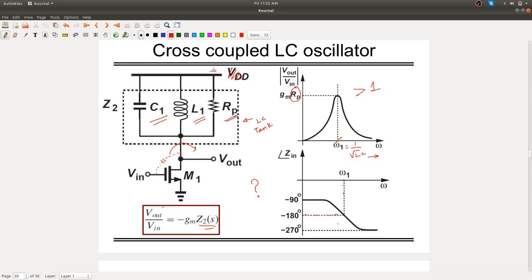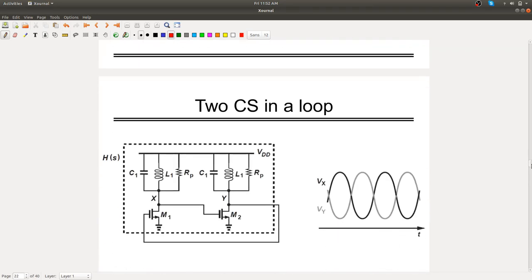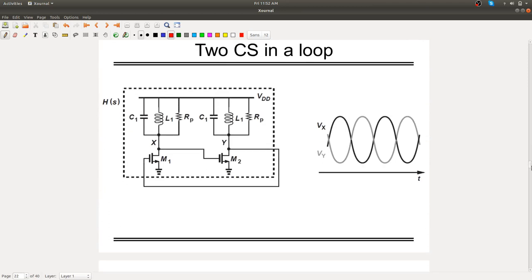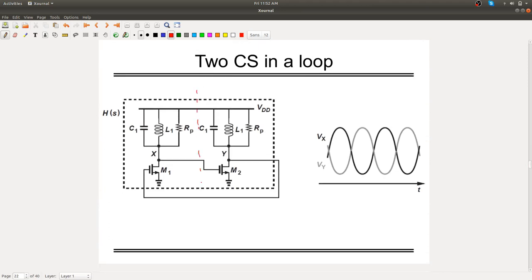So what I can do, let's make two stages, and one is connected to the next one, and the output of both, the total oscillator, will come back and be connected to the input. This is called two stage CS. So in total you have 540 degrees. Gain was already achieved by one stage, but because of two stages, now gain is much higher than even one, right? So it's oscillating.